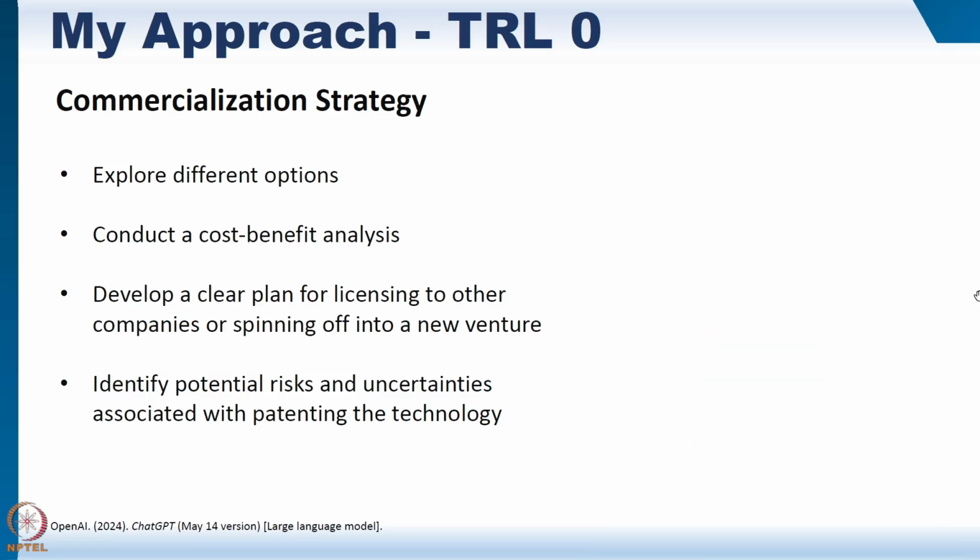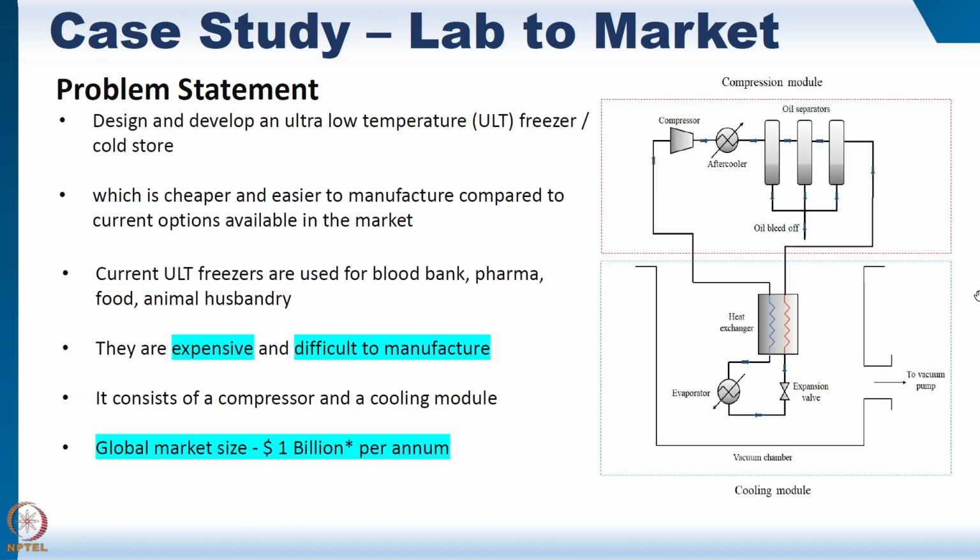I will now take a small case study from lab to market, and this problem development is basically to design and develop an ultra low temperature freezer or a cold storage, which is cheaper, which is easier to manufacture compared to the current options available in the market. And currently the ULT freezers are used for storing in blood banks, in pharma, food, animal husbandry, etc., where these products, when they're frozen at very low temperature, actually last long for months and years, depending on the product, of course. And they are of course expensive, and they're difficult to manufacture.